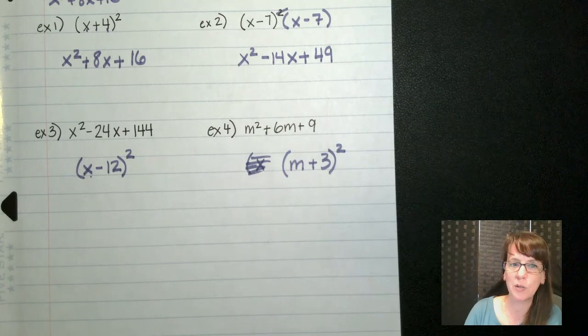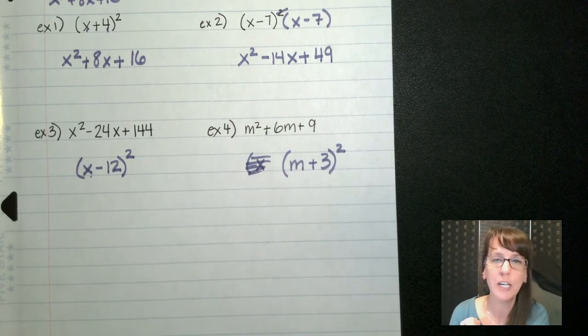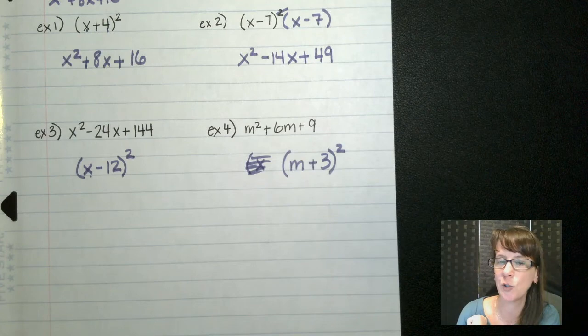That is called a perfect square trinomial, and the difference of squares. Don't lose track of those things because they do come up again and again.